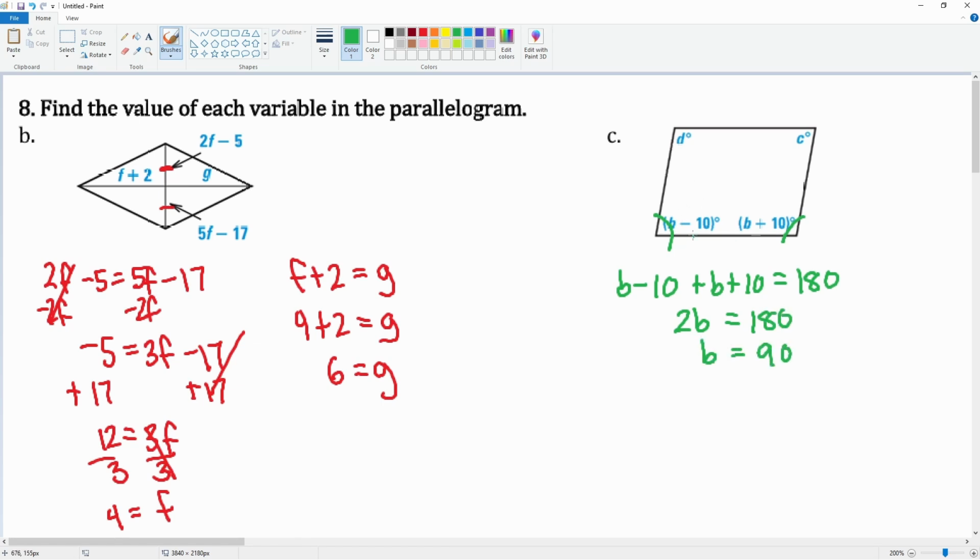Okay. Therefore, if we plug in 90 here, this becomes 80, and this becomes 100. If this is 100, this is 100 because opposite angles are congruent on a parallelogram, and C is going to be 80. There you go.